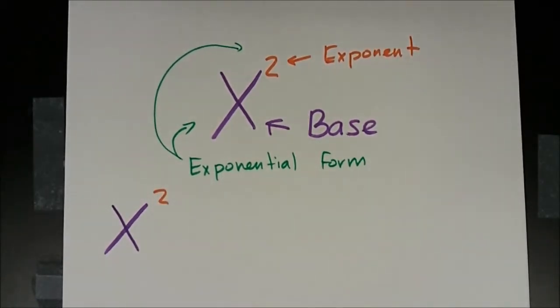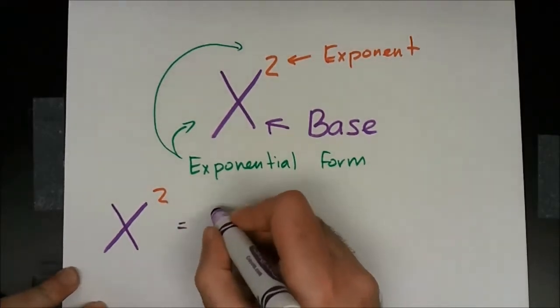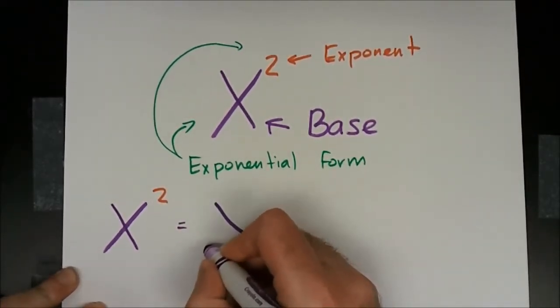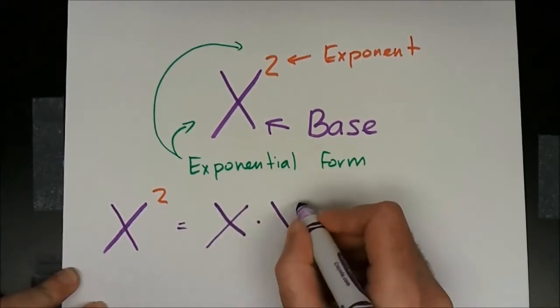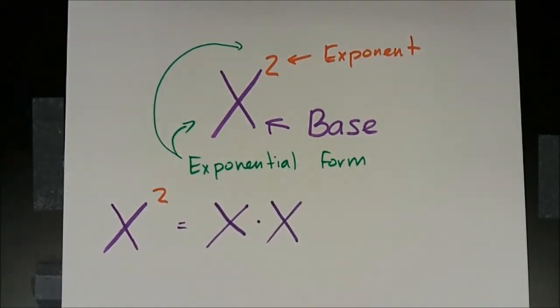So in an exponential form, the exponent, the little number right up here, tells you how many times you should multiply the base against itself. And this is what it looks like. My exponent here is 2. That means I should take my base, which is x, and I should multiply it against itself twice. Just like this. And that's all it means.